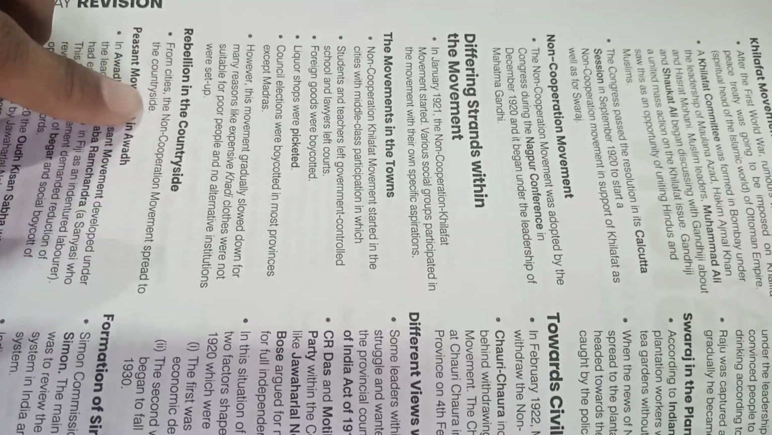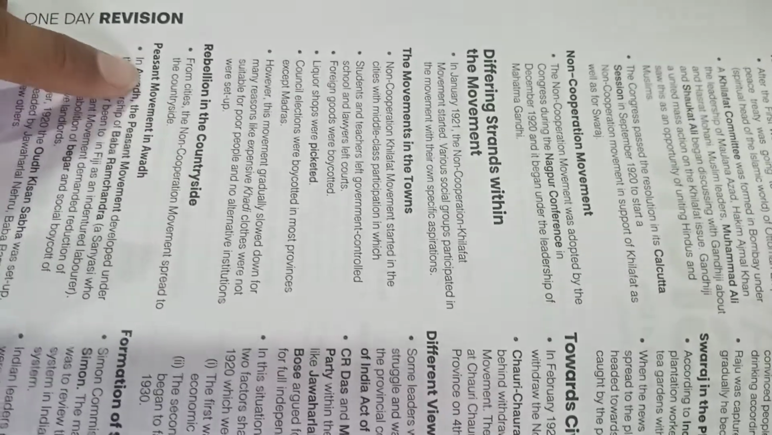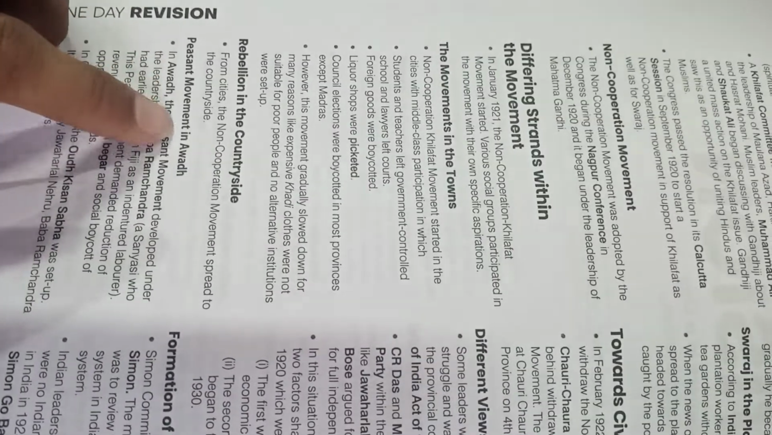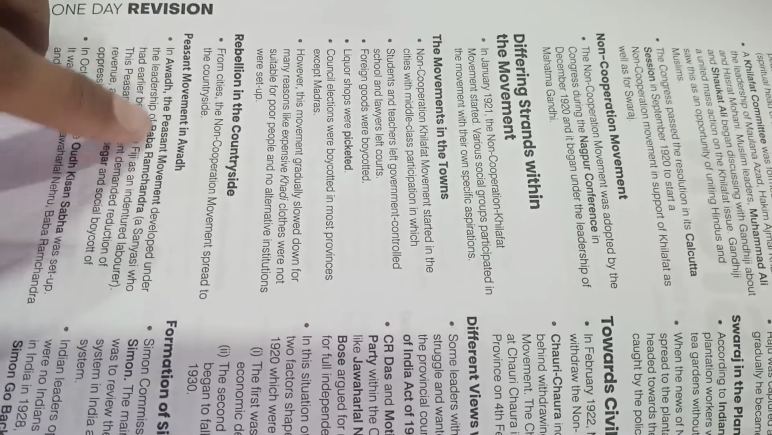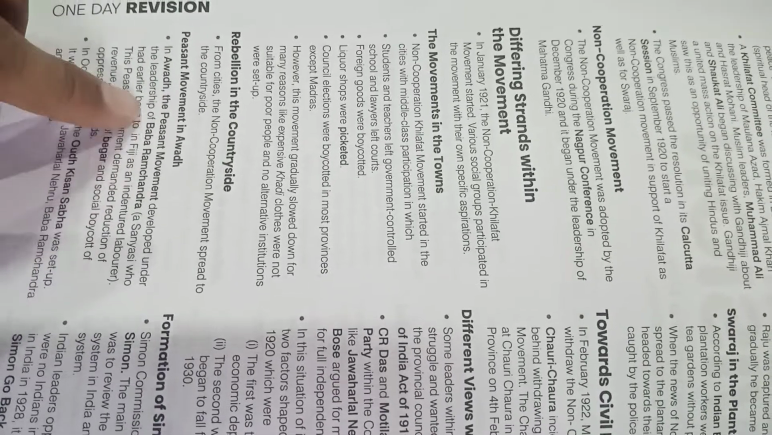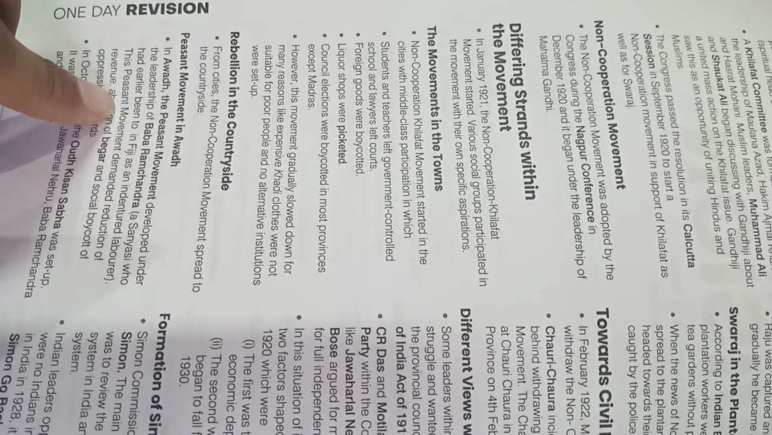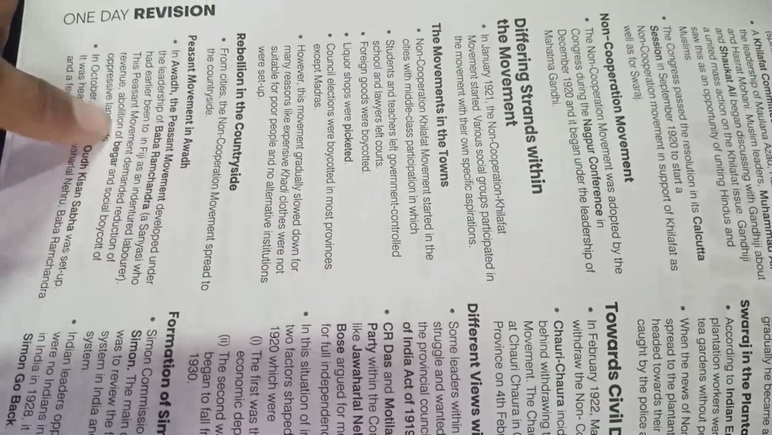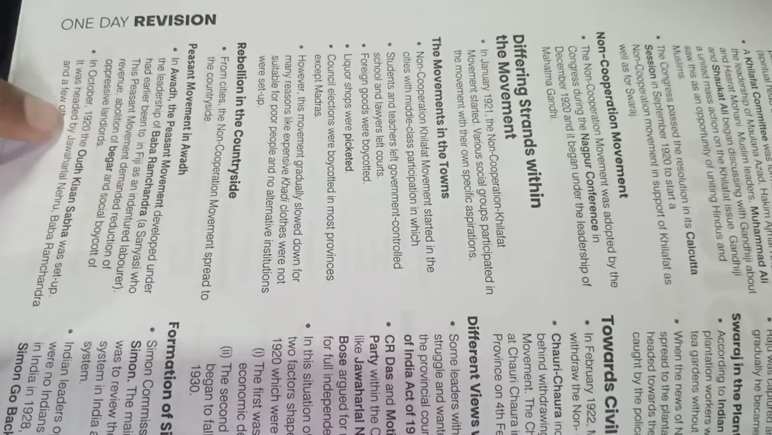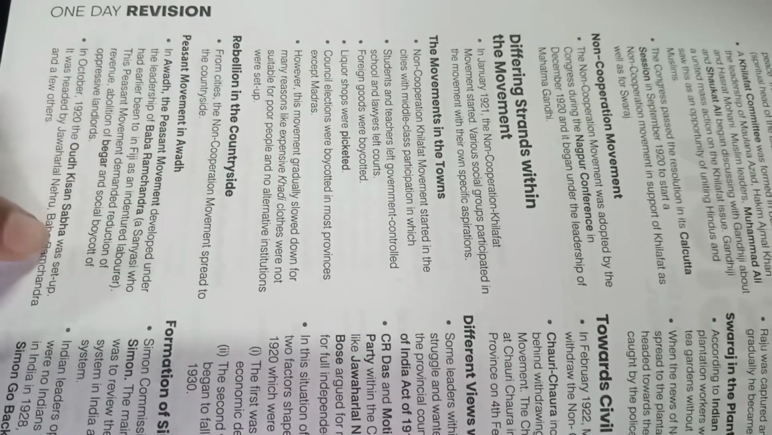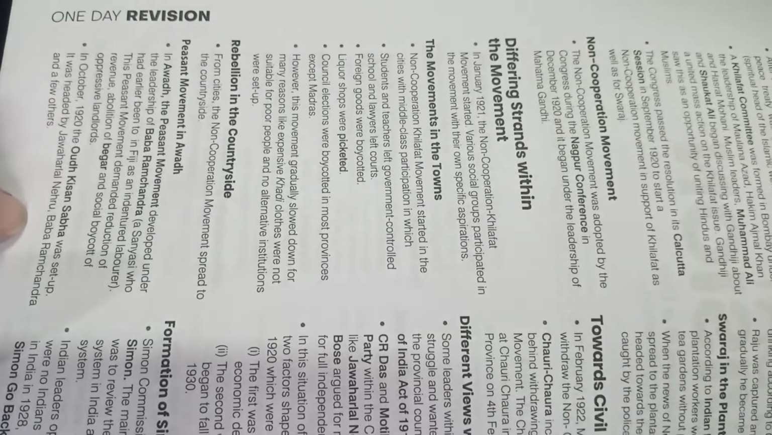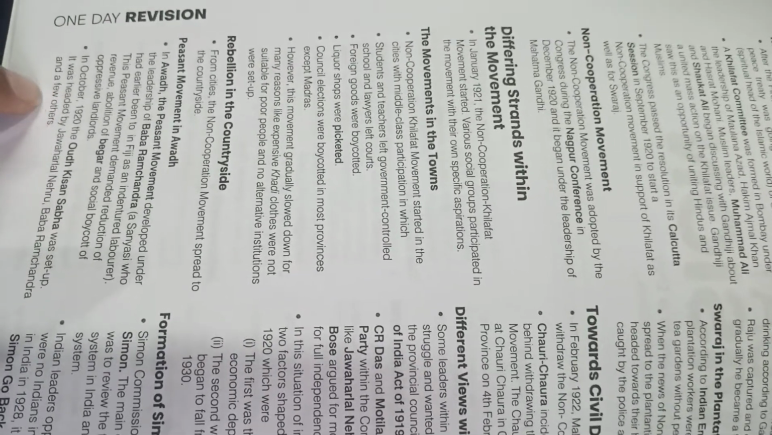Next is rebellion in the countryside. From cities, the non-cooperation movement spread to the countryside, means villages. Peasants' movement in Awadh: in Awadh, the peasant movement developed under the leadership of Baba Ramchandra, a sannyasi who had earlier been in Fiji as an indentured laborer. The peasant movement demanded a reduction of revenue, abolition of begar, and social boycott of oppressive landlords. In October 1920, the Oudh Kisan Sabha was set up. It was headed by Jawaharlal Nehru, Baba Ramchandra, and a few others.